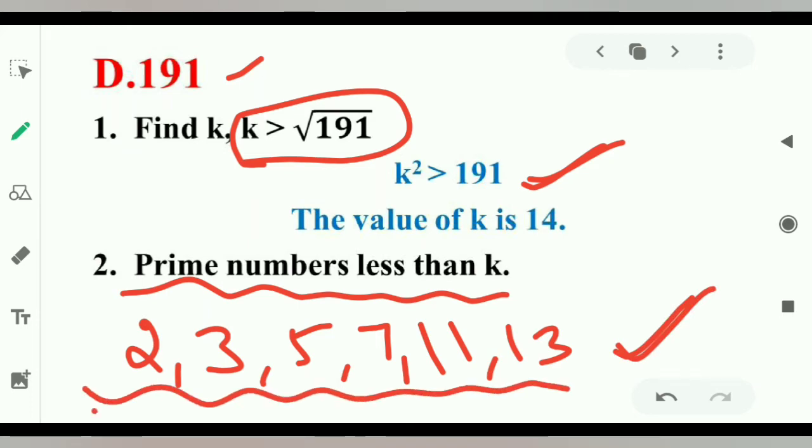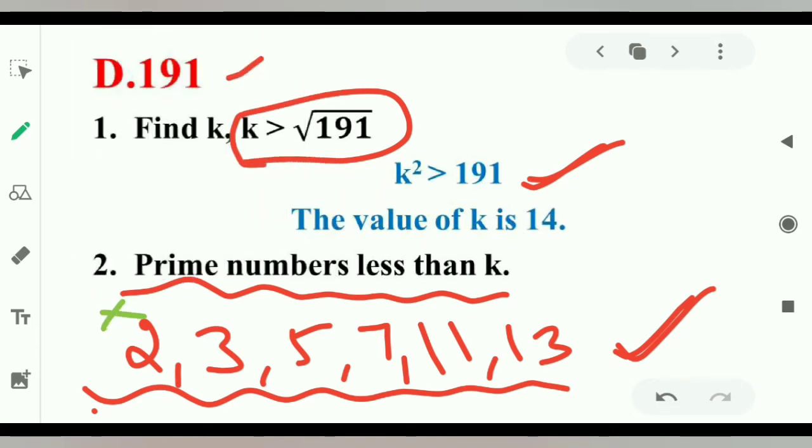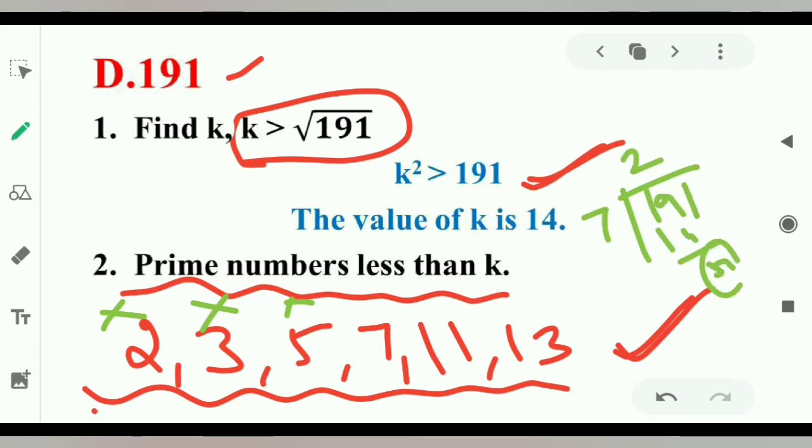Okay, whether 191 is divisible by 2? No, it is an odd number. 3? 1 plus 9 is 10, 10 plus 1 is 11. This is not a multiple of 3, which means 191 is not divisible by 3. Good. 5? The unit digit is 1, so it is not divisible by 5 also. Next number, 7. Whether it is divisible by 7? 2 times 14 is 28, leaving 51 to check. It is not a multiple of 7.